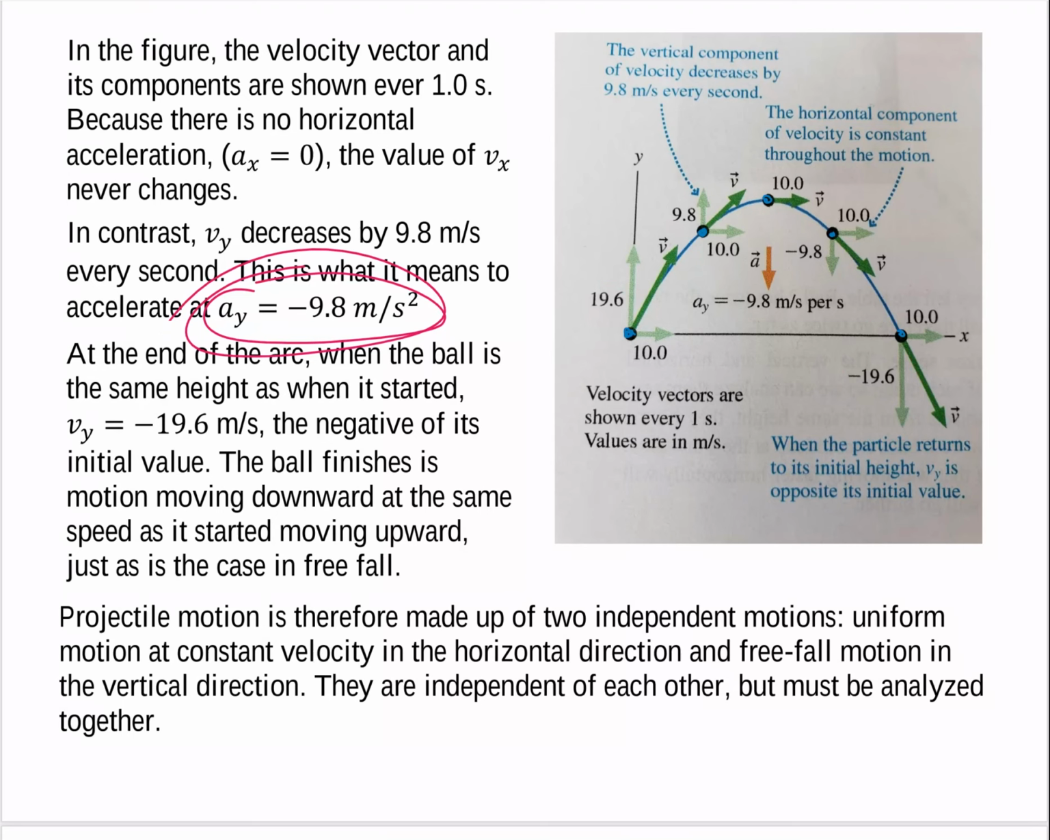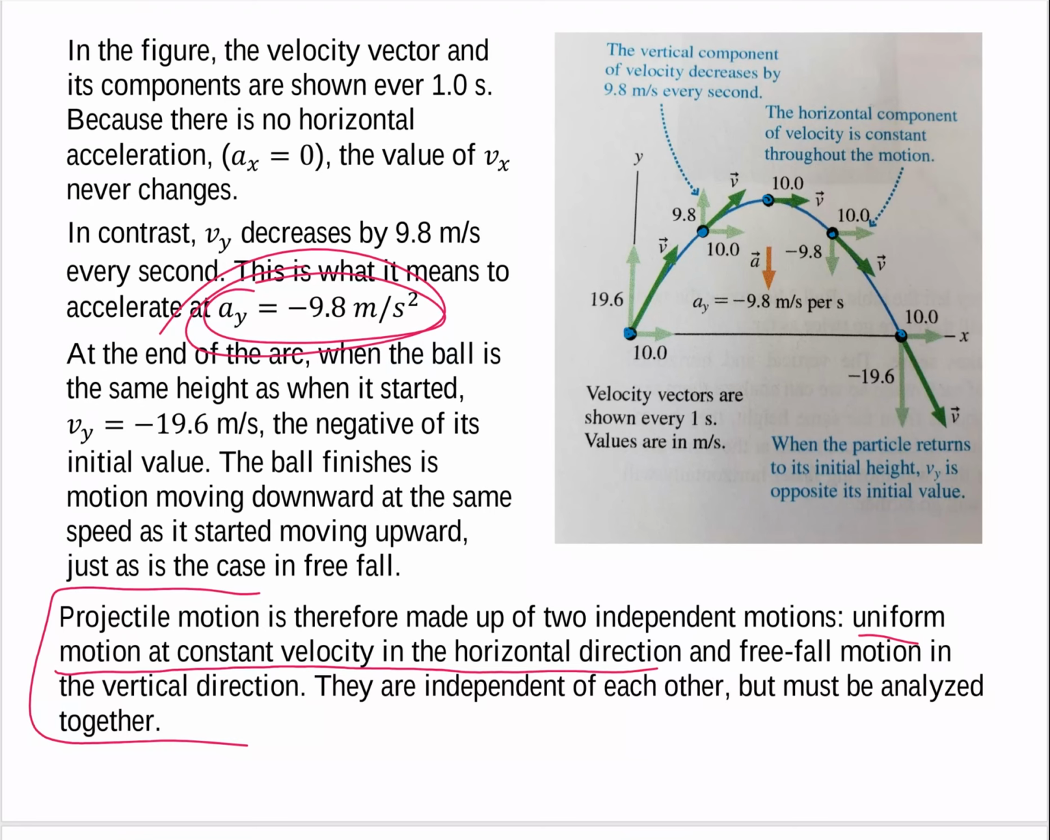Projectile motion, I'm down here now. Projectile motion is therefore made up of two independent motions. I talked about this already. Uniform motion at constant velocity in the horizontal direction. We're moving horizontally, that's uniform motion, just like rolling on the surface of a table. Free fall motion in the vertical direction. That's free fall motion, we were talking about that earlier. They are independent of each other, which means we can use the equations for both.